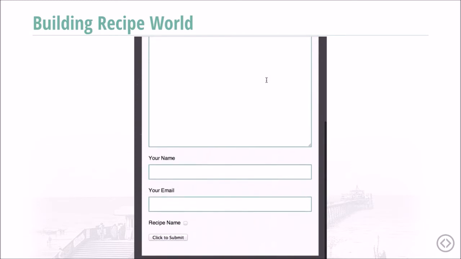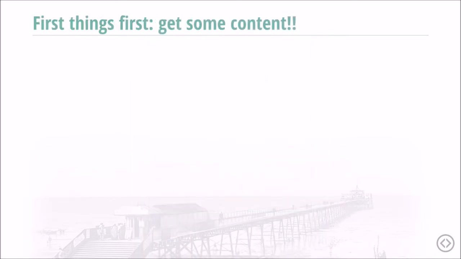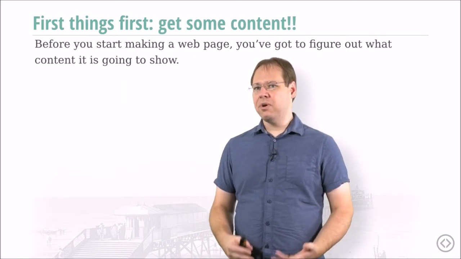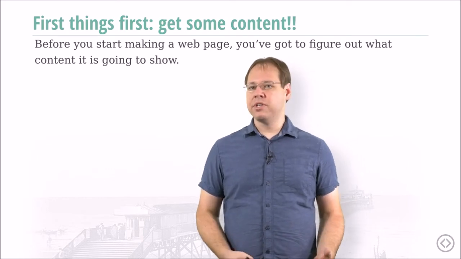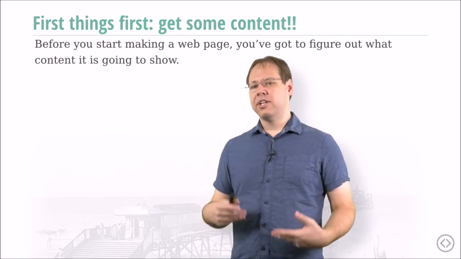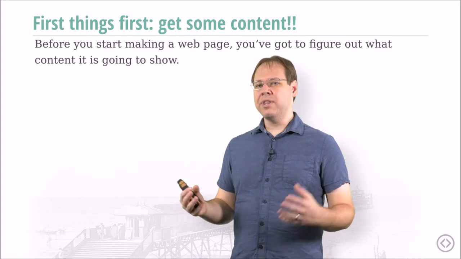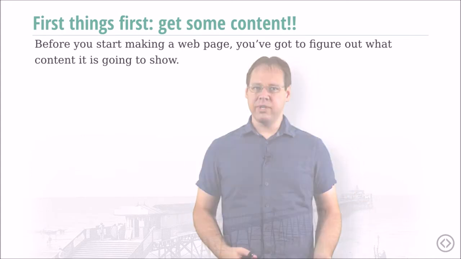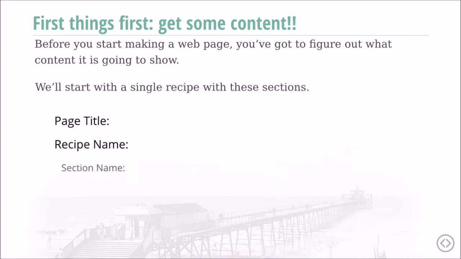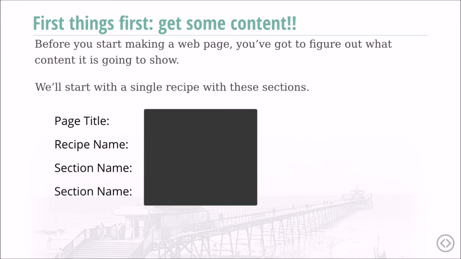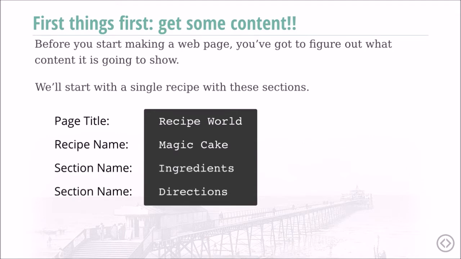We're going to start by building out the recipe page. Now, before you build any web page, you always have to figure out what content you're going to display on it. And a good way to start that is to figure out what the main sections of content are going to be. So here we know we're going to have a page title, Recipe World. We know we're going to have the name of our recipe, Magic Cake. And we're going to have a section for ingredients and directions.